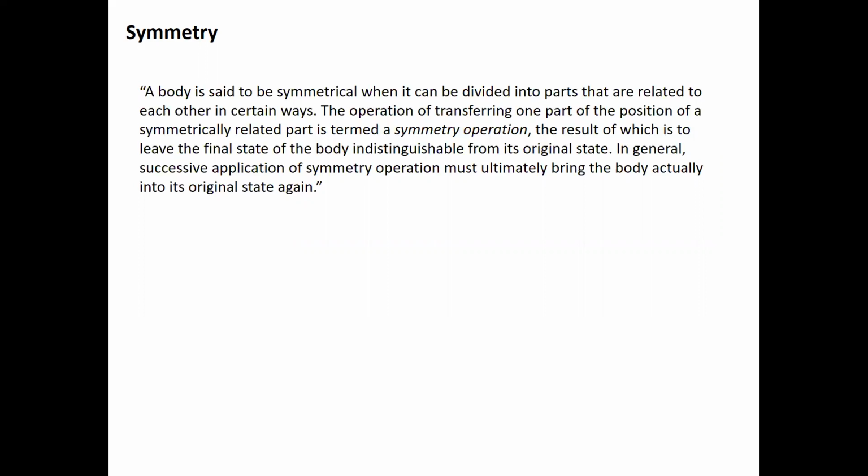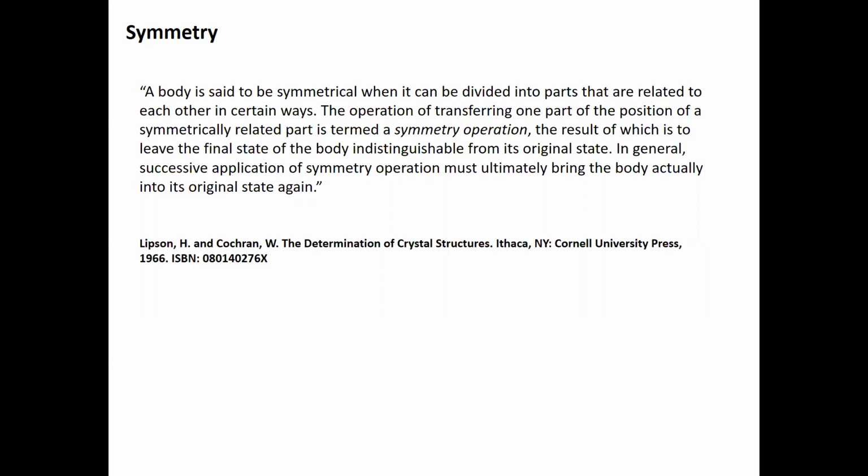The operation of transferring one part to the position of a symmetrically related part is termed a symmetry operation, the result of which is to leave the final state of the body indistinguishable from its original state. In general, successive application of a symmetry operation must ultimately bring the body actually into its original state again. So what that means is by these symmetry actions, which can be reflections, translations, and other things, you repeat. It's just a way of how the unit cells can be repeated to come up with the overall structure.